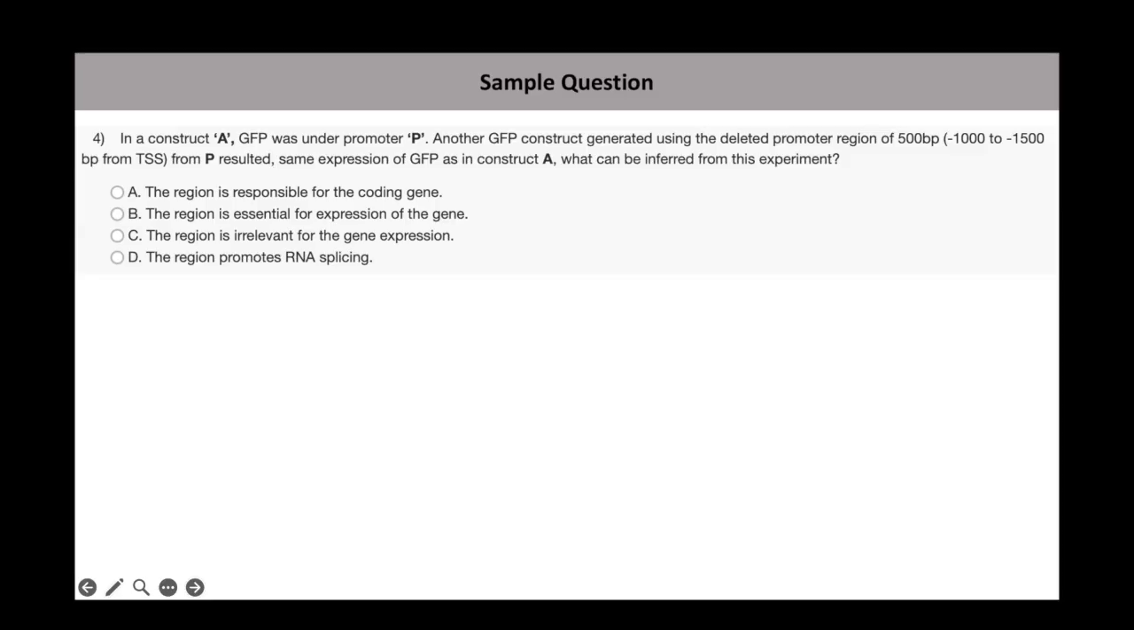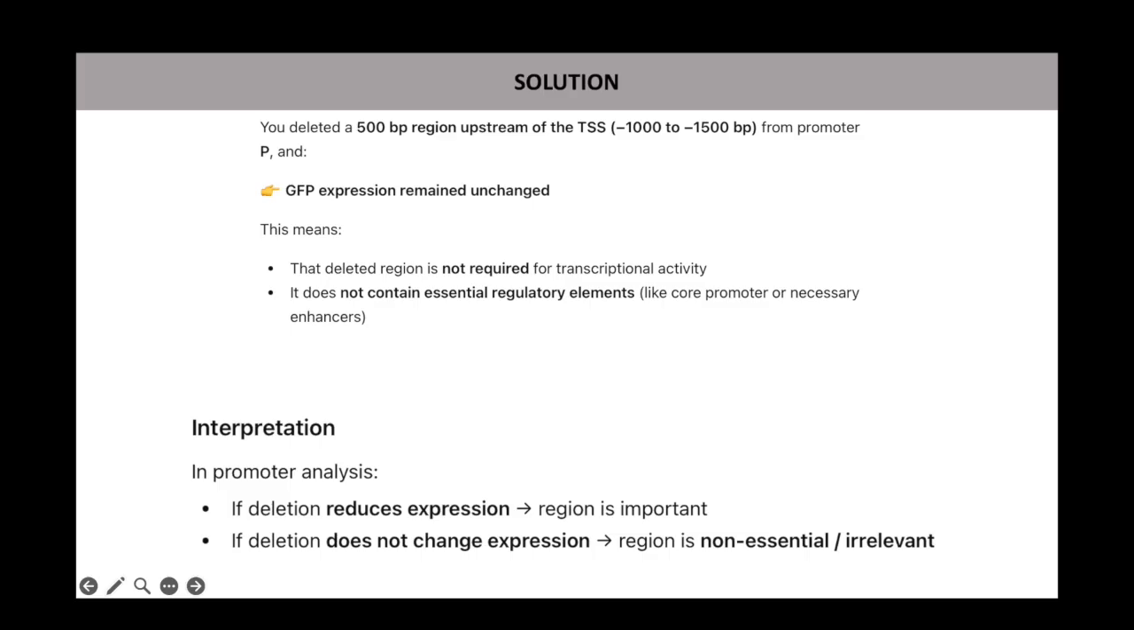So let's solve this question. You need to have a small understanding to solve this kind of question. This question is basically an example of an experiment called a promoter deletion assay. In this case, a part of the promoter is deleted, and then it is studied what effect it will have on the gene that it is transcribing.